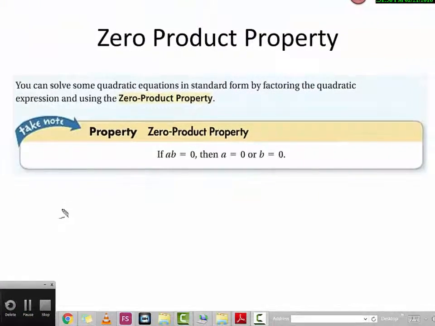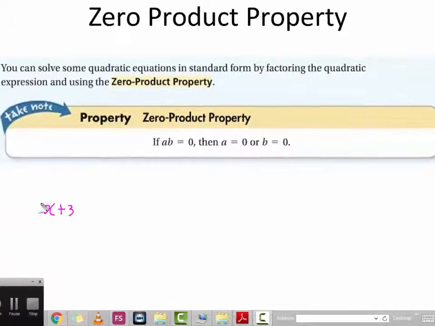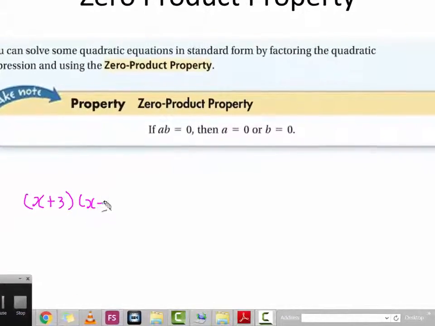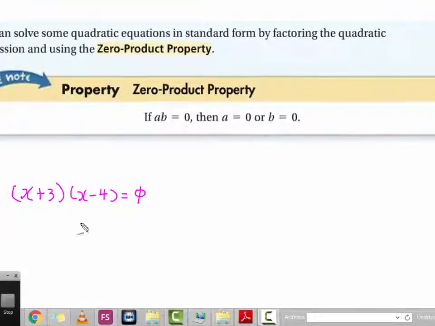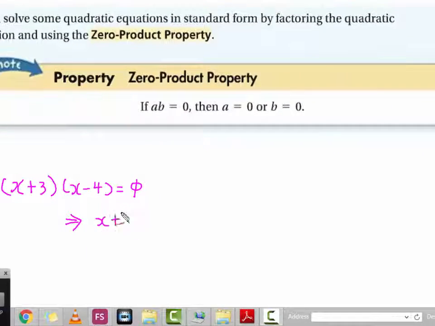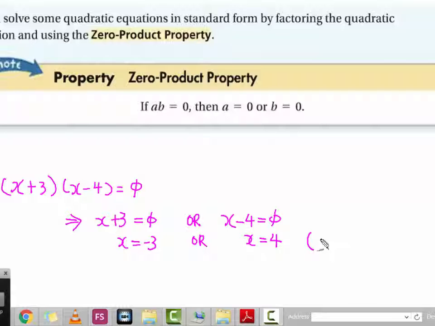Let me give you another example. If I have x plus 3 times x minus 4 equal to 0, then we can conclude x plus 3 is equal to 0, or x minus 4 equals 0. And when we solve it, we know x is going to be equal to negative 3, or x equal to 4. These x values, x equal to negative 3 or x equal to 4, are the zeros, or the solutions, of this factored form of a quadratic equation.